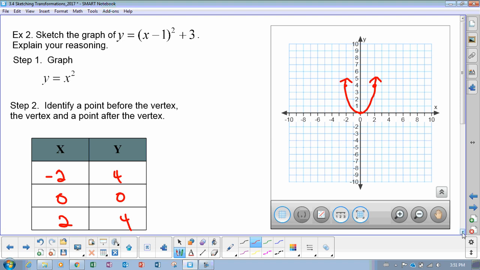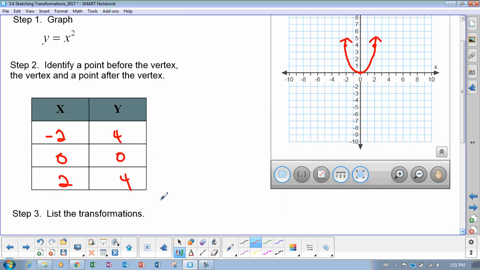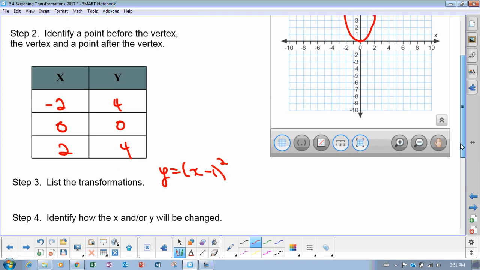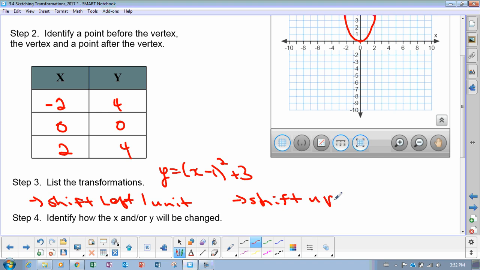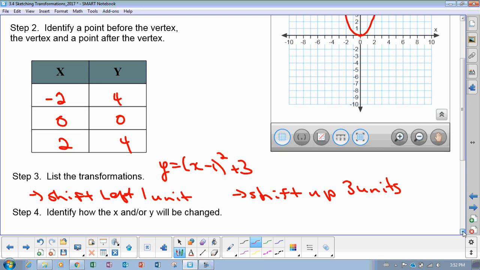Then I'm going to list the transformations, so I'm going to rewrite my equation so I can see it. I have y equals x minus 1 squared. I believe it's plus 3. Yep, plus 3. So once again, we have 2 transformations. It's going to shift left 1 unit, and it's going to shift up 3 units. Okay, so we have those shifts.